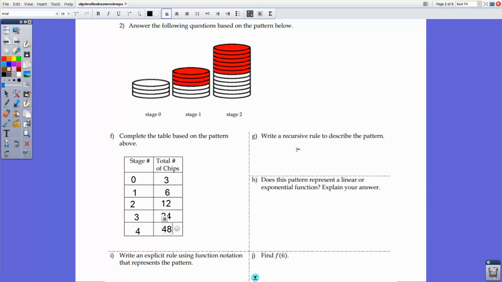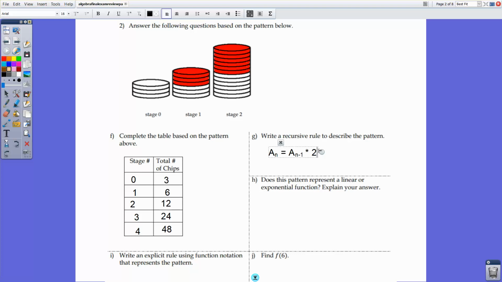All right, so a recursive rule for this pattern. How are we determining what the new term is if we had the previous term? Well, we would have a sub n equals a sub n minus 1, which means the previous term, multiplied by 2, because our next value is basically the double of the previous value. So if I took the previous value and just multiplied it by 2, I can write that.